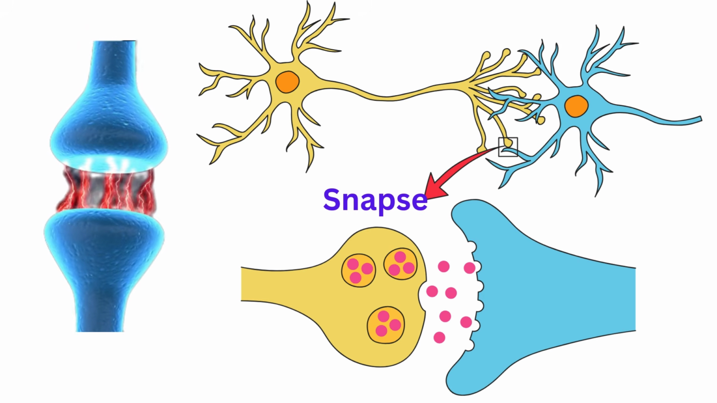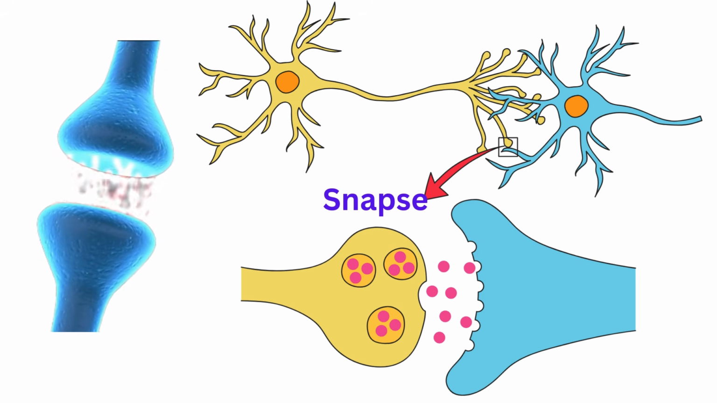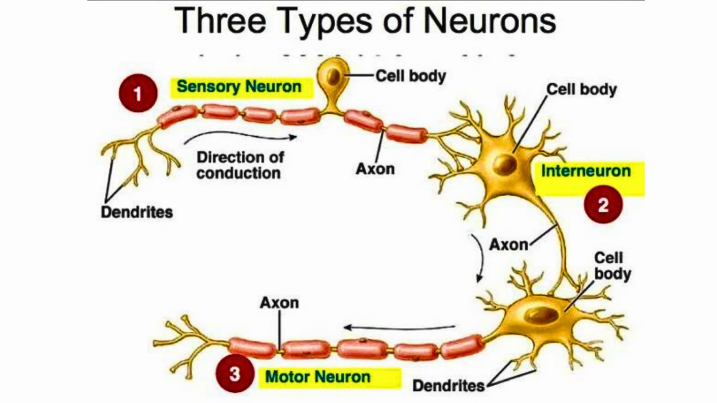Nerve cells are classified according to their function into three, and these include the sensory or afferent neuron, the motor or efferent neuron, and the intermediate or association neuron. Let's look at these one after the other.